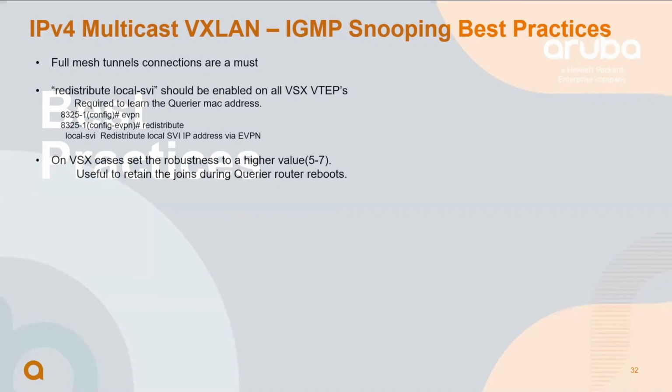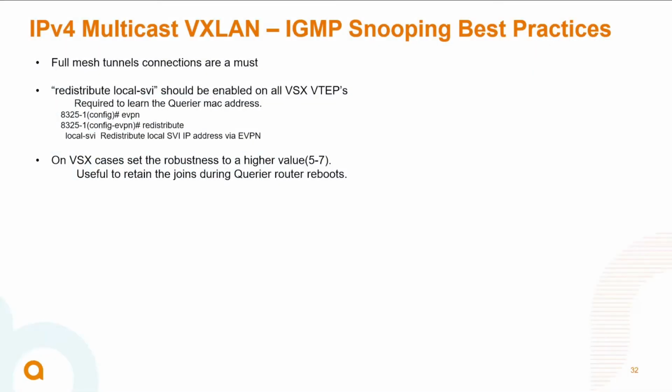So for IGMP snooping, the requirement is that full mesh tunnel connections are required. Just ensure that all the VTEPs are connected via full mesh tunnel configuration. The second requirement is that redistribute local SVI is required to be configured on all the VTEPs. This is required to learn the querier MAC address.